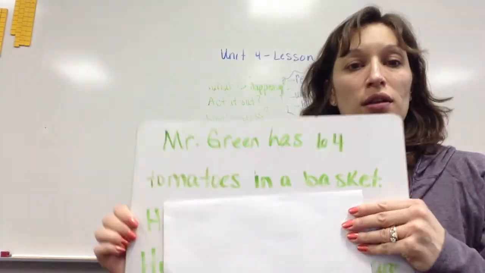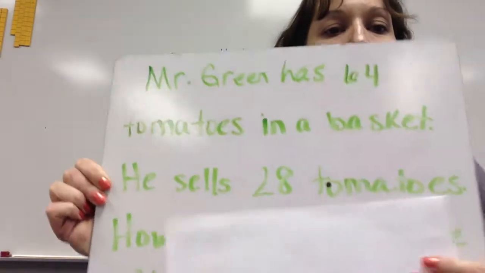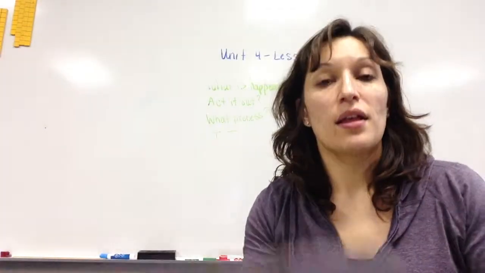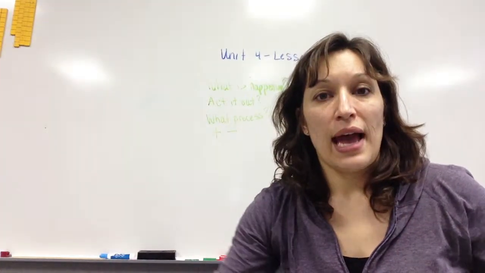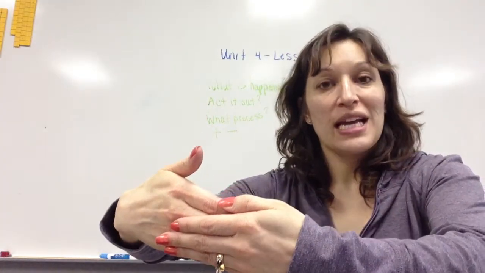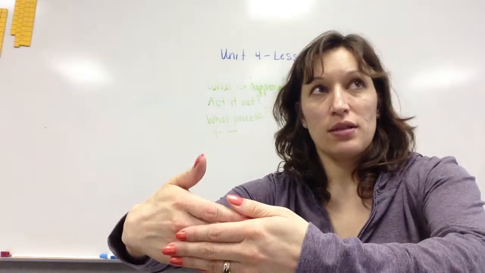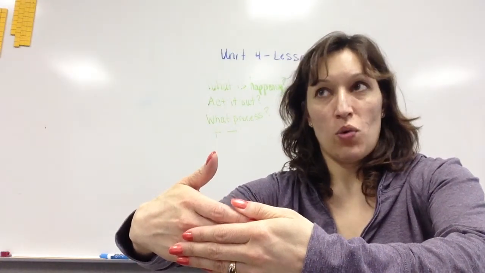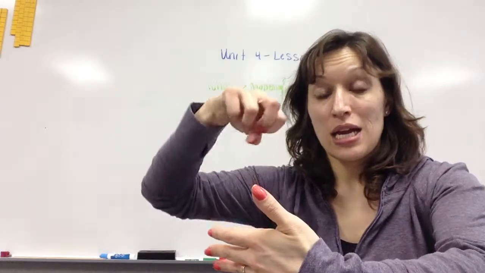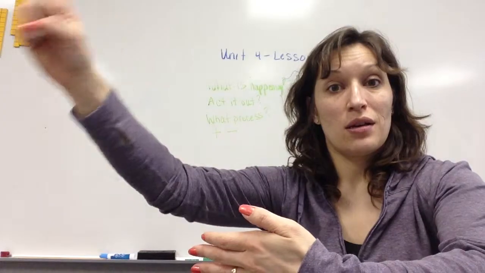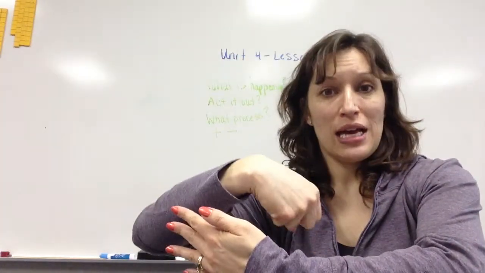Okay, let's read the next one. He sells 28 tomatoes. Okay, stop, think. He had a group. He sells 28. Selling. If I'm selling something, I don't have it anymore. So I must be taking some away. Look where my hand is. Where am I taking from?